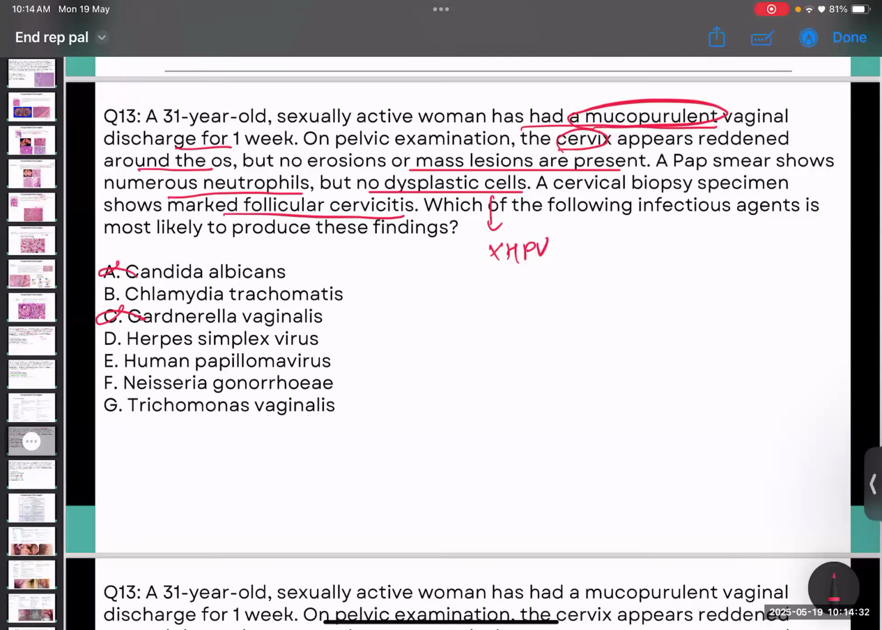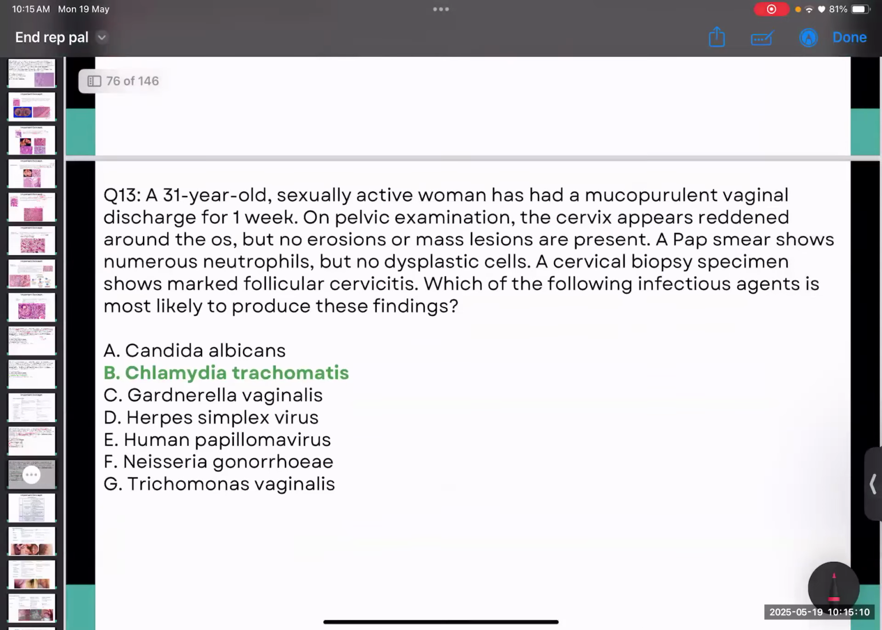Herpes simplex virus is usually going to cause genital ulcers that are painful and recurrent, and she doesn't have ulcers here. And like I said, no dysplastic cells, so human papillomavirus is ruled out. Neisseria can cause cervicitis and it can cause discharge. However, the cervicitis here is follicular cervicitis, which is very specific to chlamydia, and it's not seen with Neisseria. So that's ruled out, and trichomonas is usually seen when they tell you the patient has strawberry cervix, and that she has a green discharge or a malodorous discharge. So that's not the case here. The answer is going to be B.